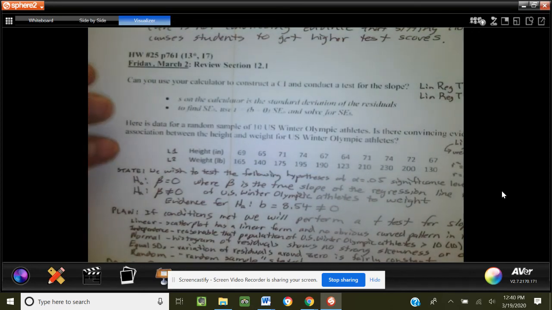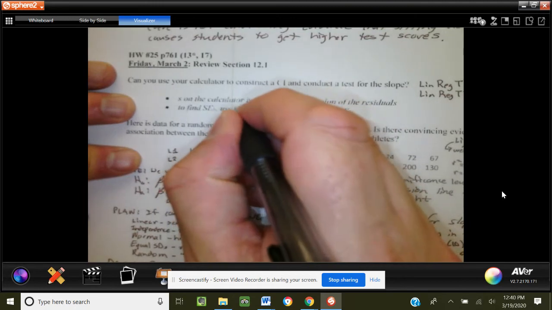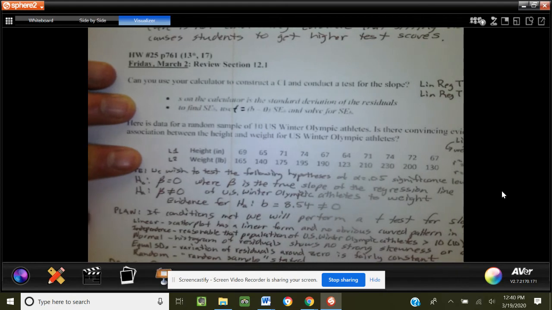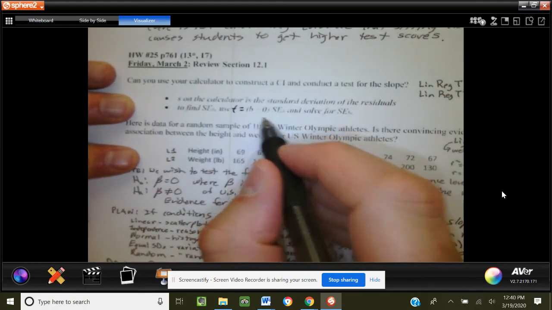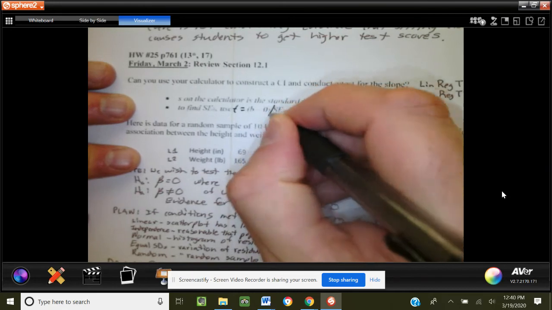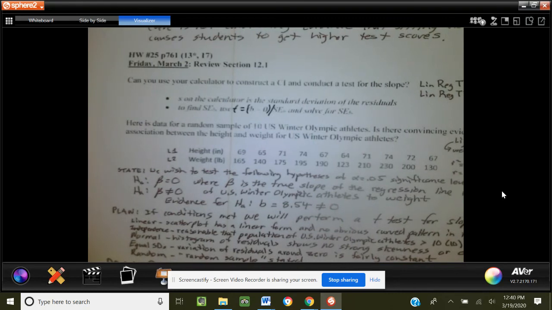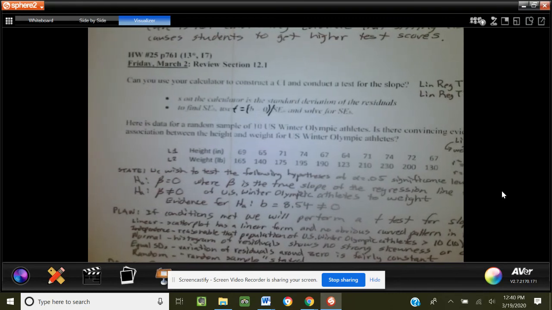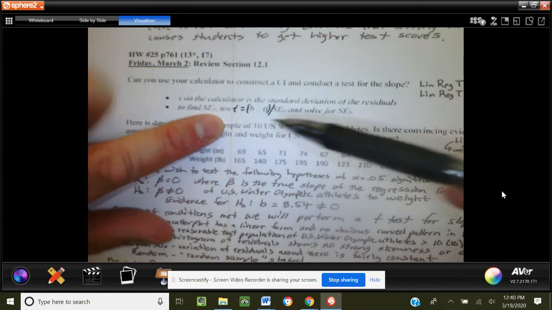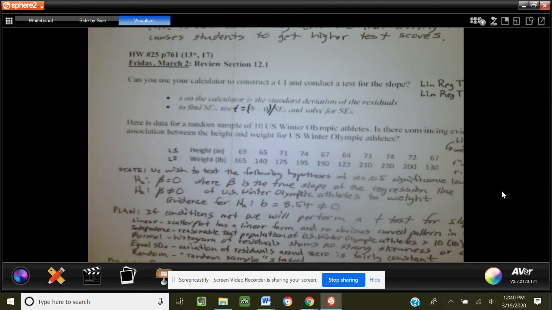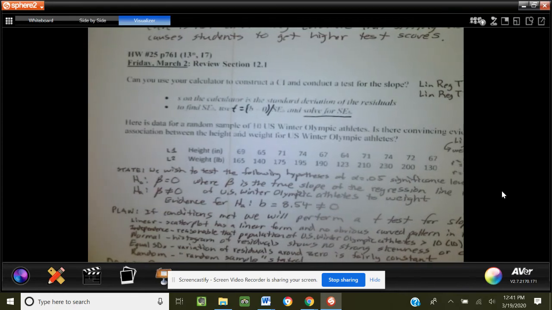So you can use this here. Let me make this a little bit more clear. So that's t equals b minus the sample b over the standard error of the slope, right? This is the test statistic formula. So when you do a LinRegTTest, you can get a t value, right? So you'll know t, and you'll know the sample slope. So you can use this formula and solve for the standard error of the slope, if you need to get that.